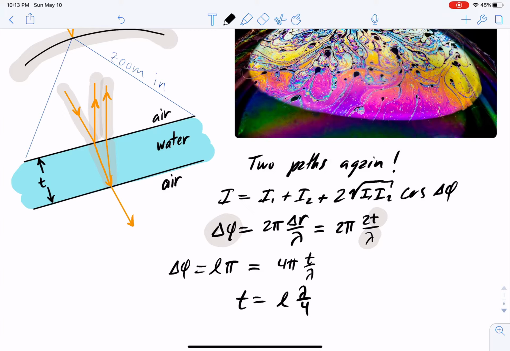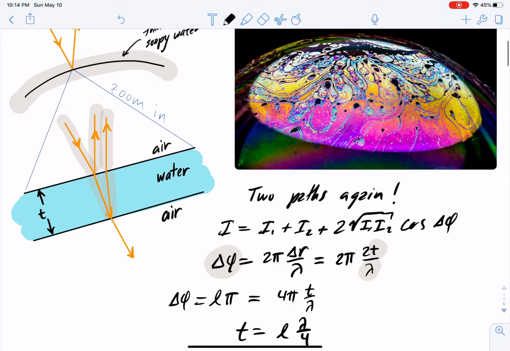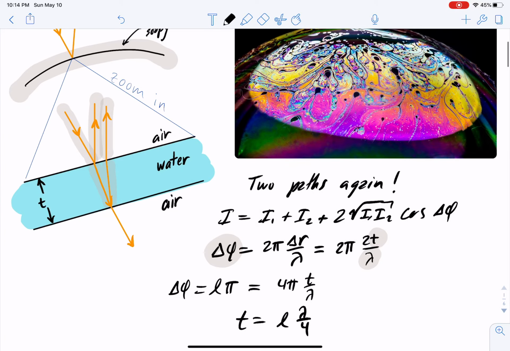So we see that this is actually selecting out different colors. And so what we're seeing up here in this image is that there's different thicknesses of the film. And depending on what the thickness is, that will pick out a different wavelength, which will be a maximum. Okay, so the thicknesses reflect different colors, sort of like a filter.